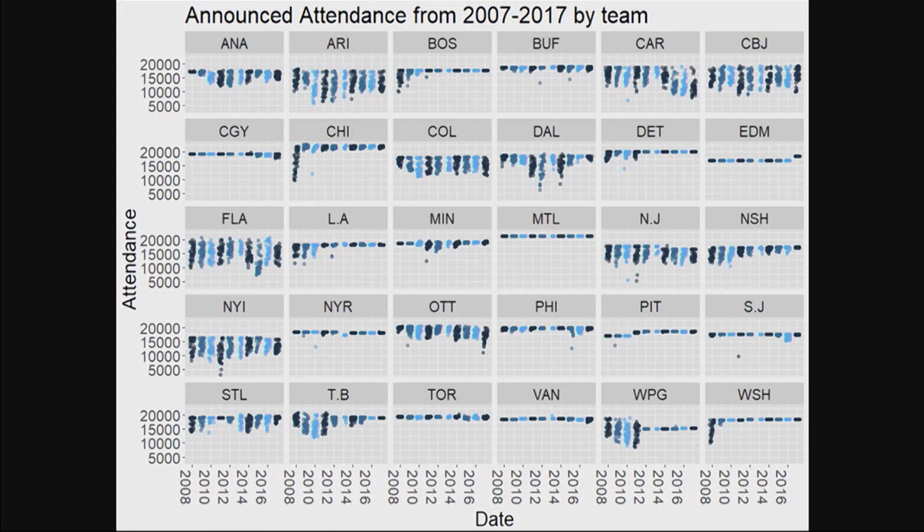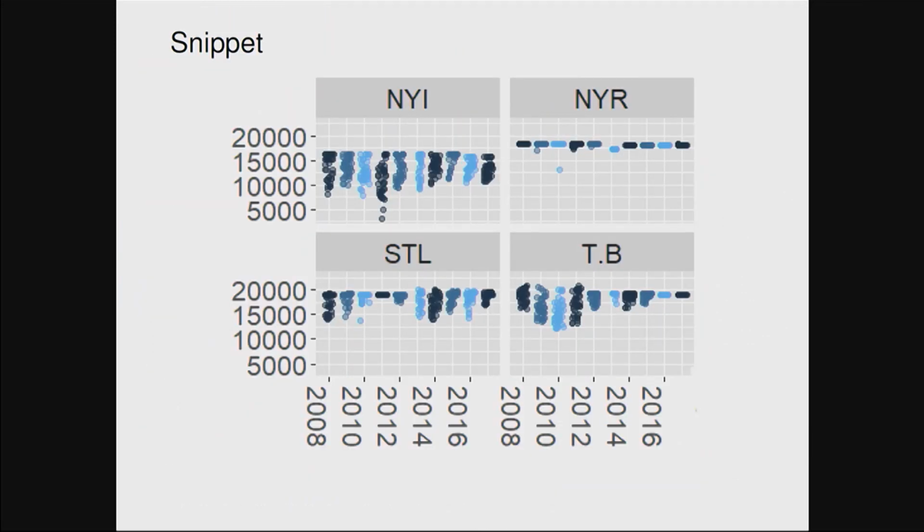So that's what we mean when we talk about attendance. And so we built this visualization, and it's this huge mess here. And so before tackling this entire visualization, let's just look at the lower right-hand corner here, just these 4 teams in the lower right-hand corner, and zoom into it and just talk about this for a little bit.